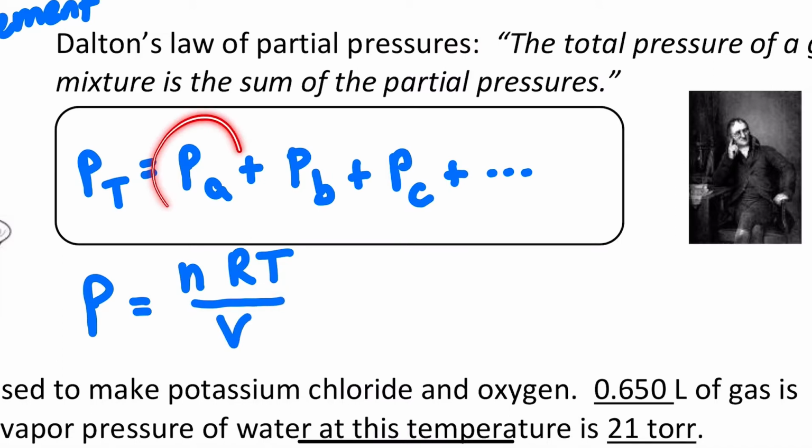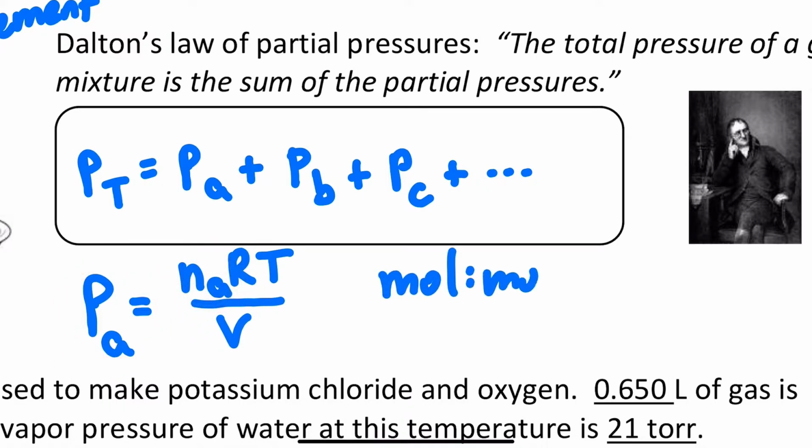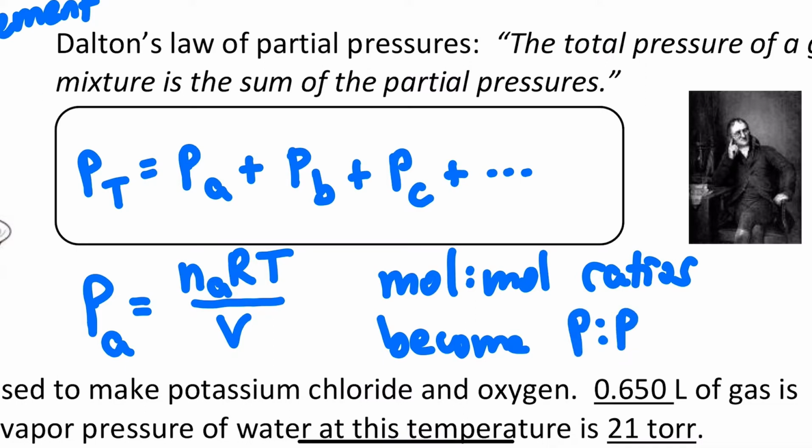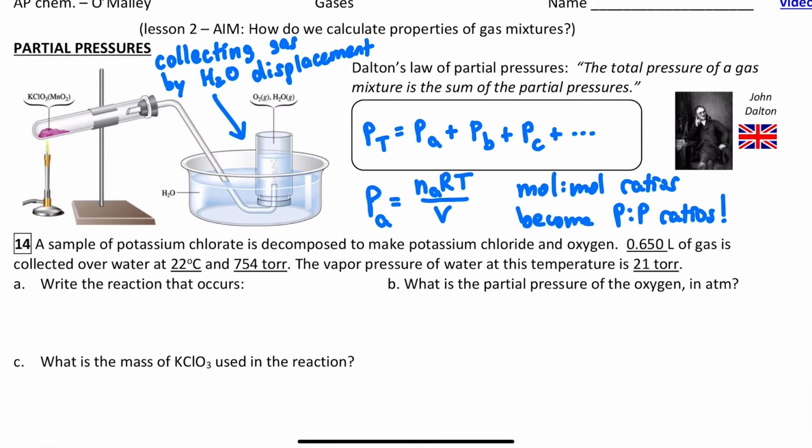What is the partial pressure of a substance? Well, it's just based on the moles of that substance. Pressure is directly proportional to moles, which means that mole to mole ratios become pressure to pressure ratios. And we'll see that this is very useful when we look at chemical reactions involving multiple gaseous species. So let's dive into this setup a little bit more and give ourselves some data to look at.